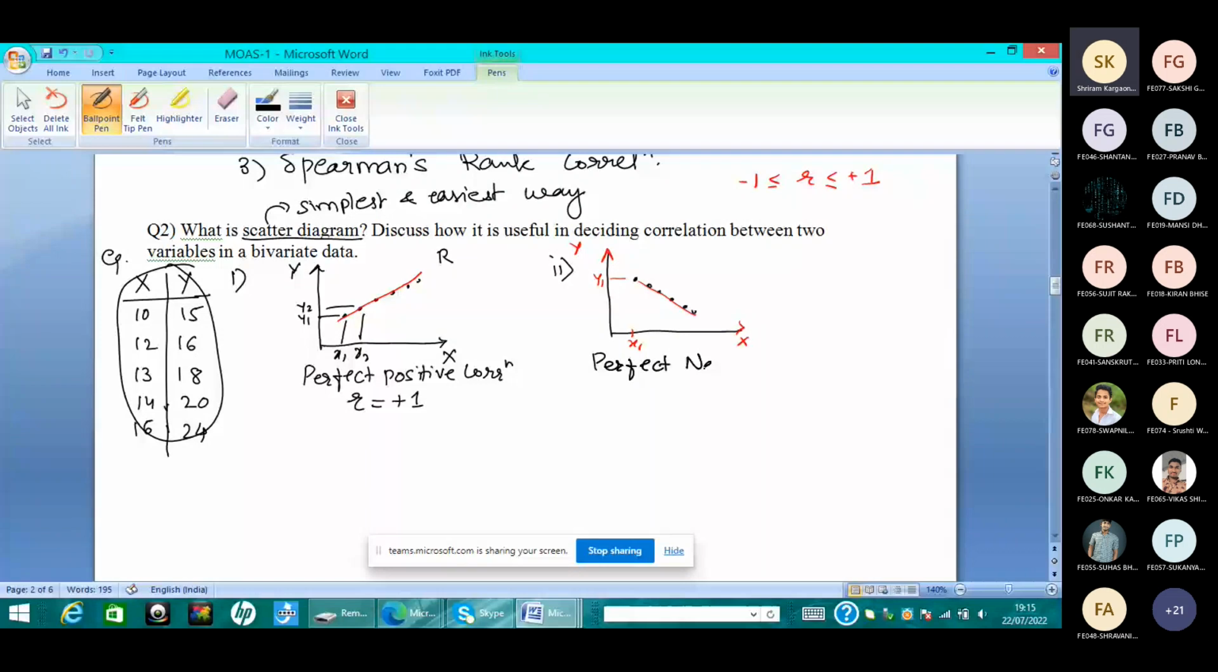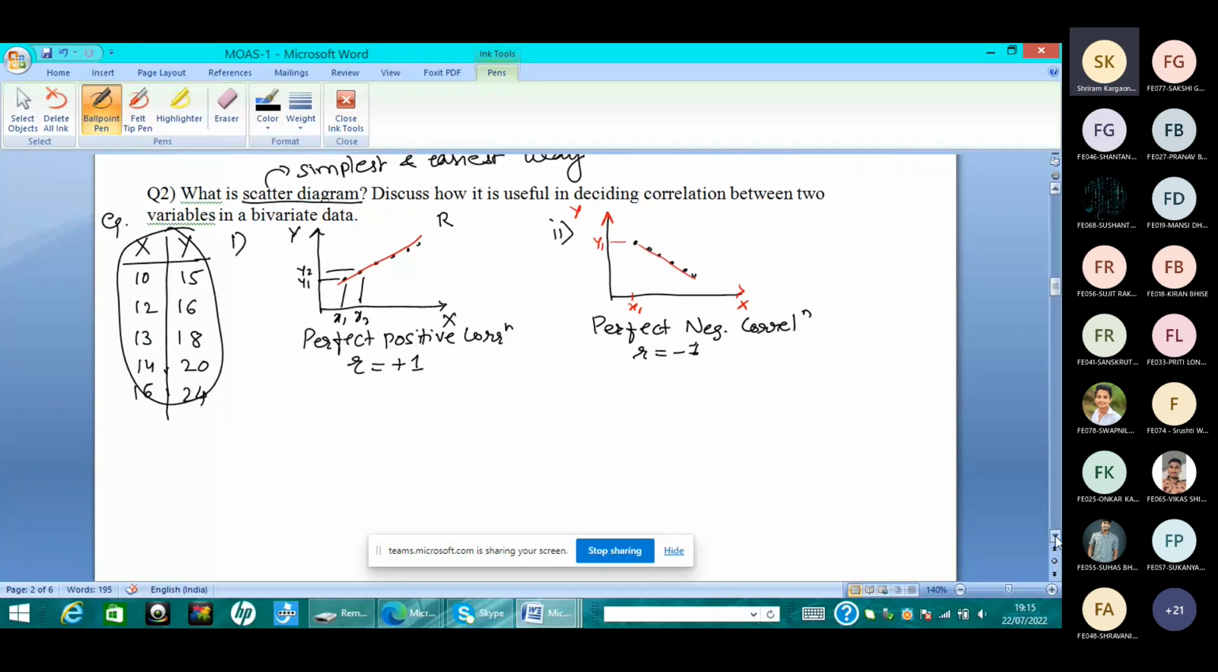So what do we mean by perfect? Perfect in the sense that it will take the value exactly -1. If the points are fitting a straight line and their direction is like this, you say that it is a perfect negative correlation. So understand the concept. You will never have to learn it by heart.